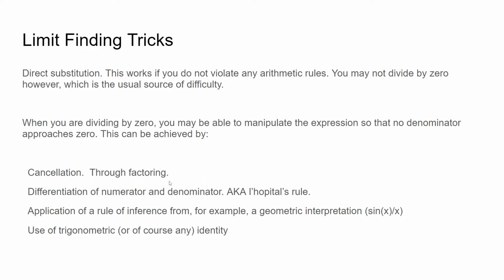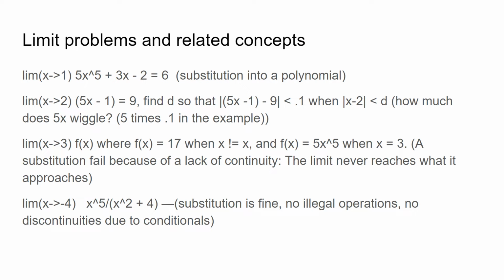And you can achieve this either directly through cancellation, through factoring, through differentiation of the numerator and the denominator using what's called L'Hopital's rule, application of a rule of inference from, for example, a geometric interpretation for sin x over x, or the use of some other trigonometric identity. And so that's a very high level summary, and I hate that slide. Sorry. Don't like this slide either.